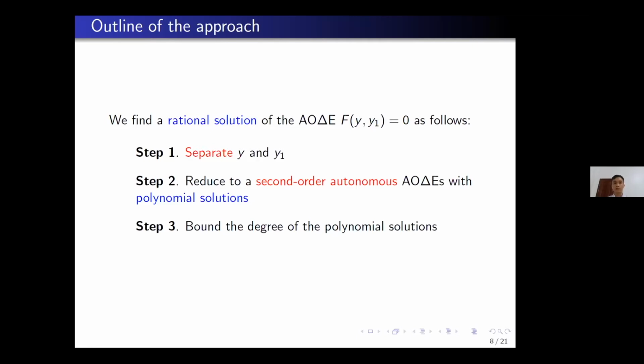And then after separating one by one, we reduce that new form to a second order autonomous AODE with polynomial solution. So now we reduce from rational solution to polynomial solution, but the order will increase from first order to second order. And for polynomial solutions of second order autonomous AODE, we can bound the degree.